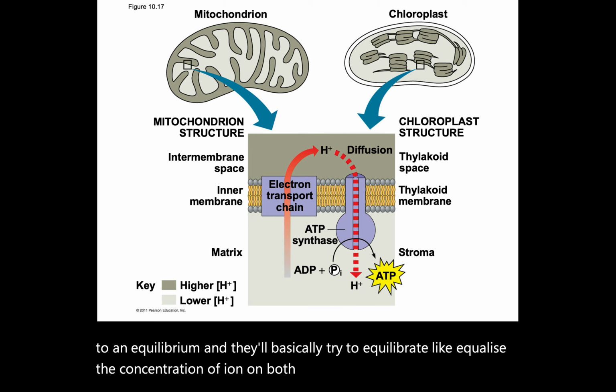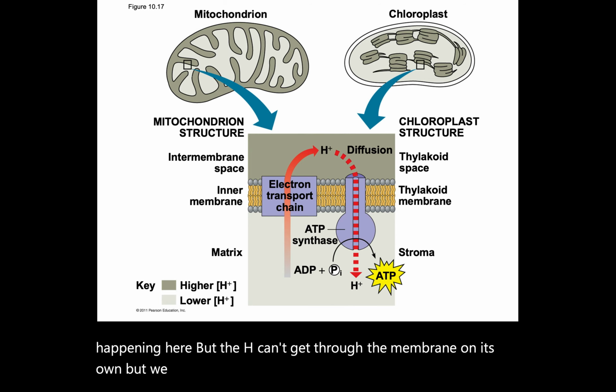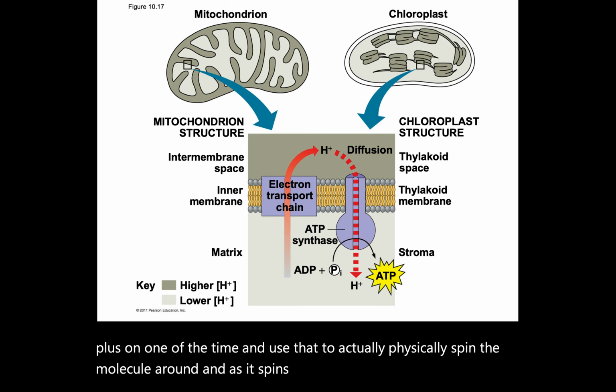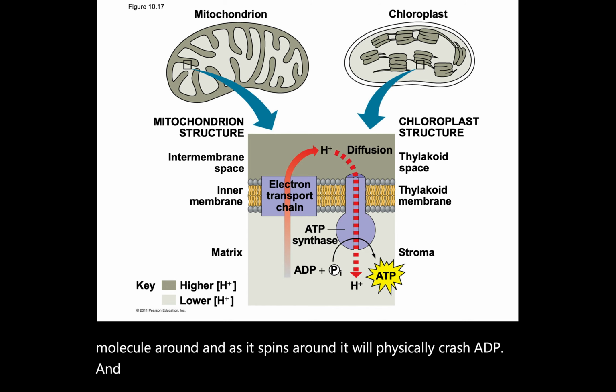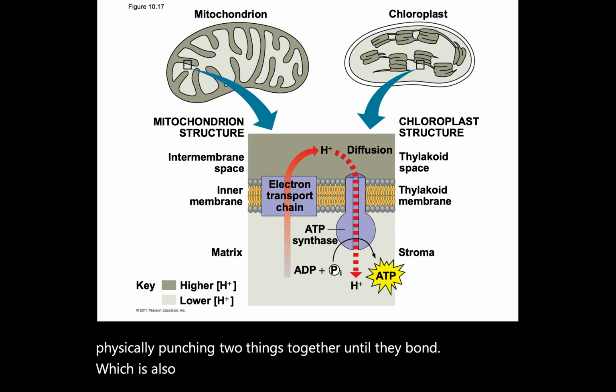And that's exactly what's happening here, but the H+ can't get through the membrane on its own, so we put this nice little ATP synthase in there that will load H+ on one at a time and use that to actually physically spin the molecule around. And as it spins around, it will physically crash ADP and inorganic phosphate together to make ATP. It's just physically punching two things together until they bond, which is also a way that chemistry can happen.